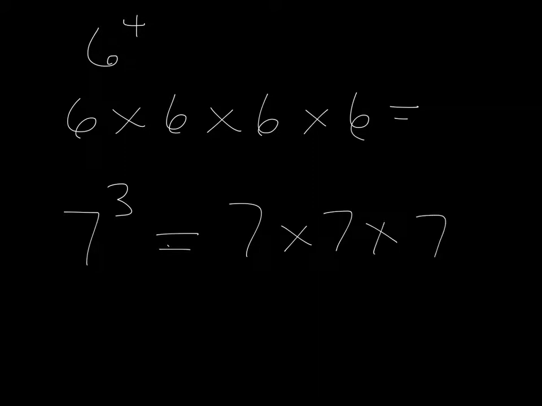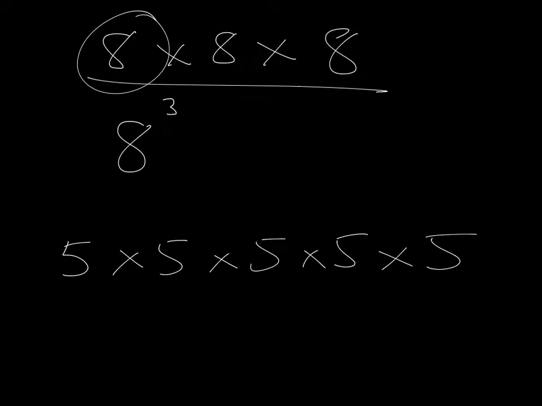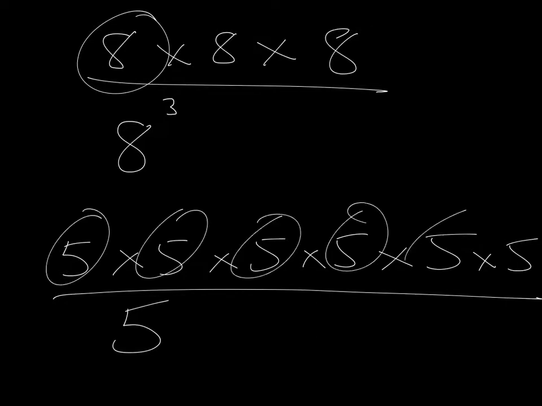So now let's work backwards. Just say we had 8 times 8 times 8. The number that is repeated is always the big number, the base, and the number of 8s that we have is always the little exponent that goes beside it. So this is 8 to the power of 3. Let's do 5 times 5 times 5 times 5 times 5, and let's do one more, times 5. Again, the 5s represent the base, and the number of 5s we have is the exponent. So 1, 2, 3, 4, 5, 6. That would be 5 to the power of 6.